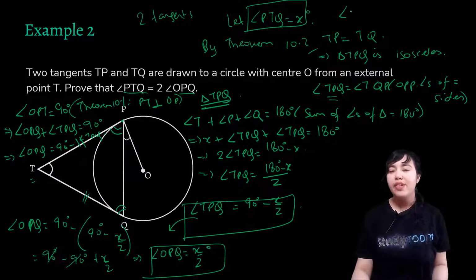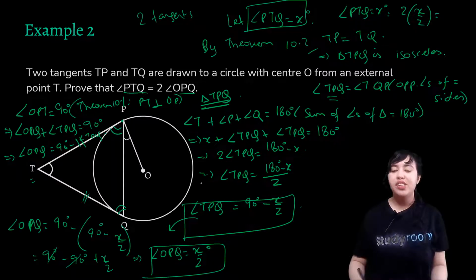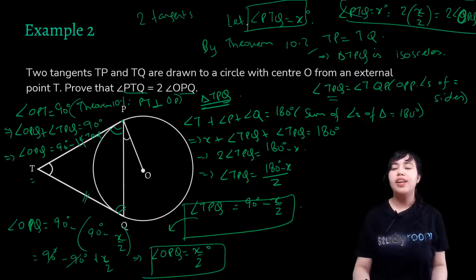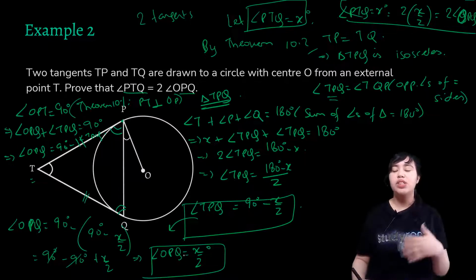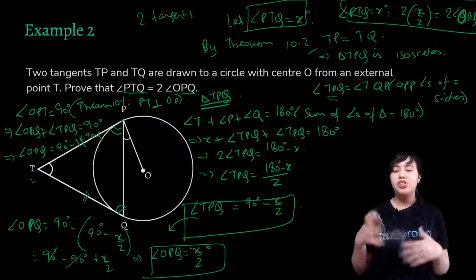So if you look carefully now, angle PTQ is x degree. What is x? X is twice of x by 2. What is x by 2? It is twice of angle OPQ. So hence we've proven that if angle PTQ is x, angle OPQ is half of it, or in other words, angle PTQ is just twice of angle OPQ.